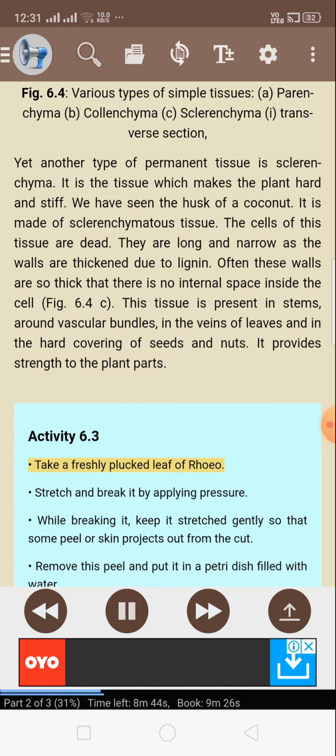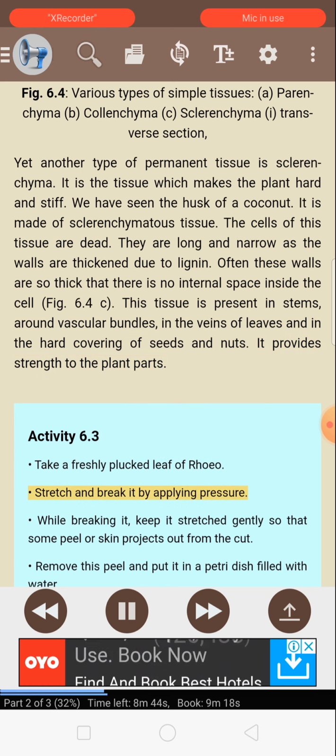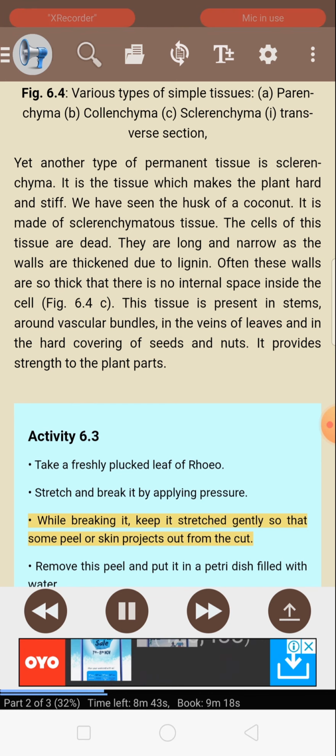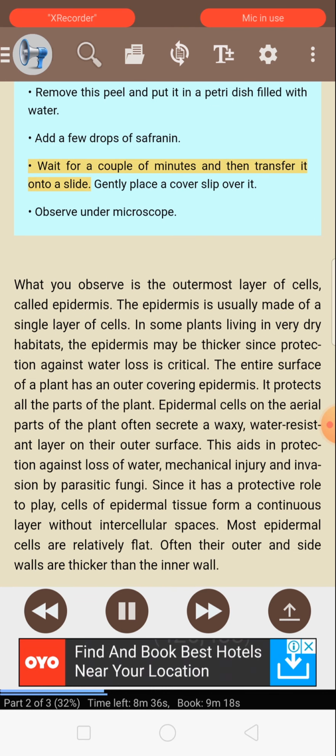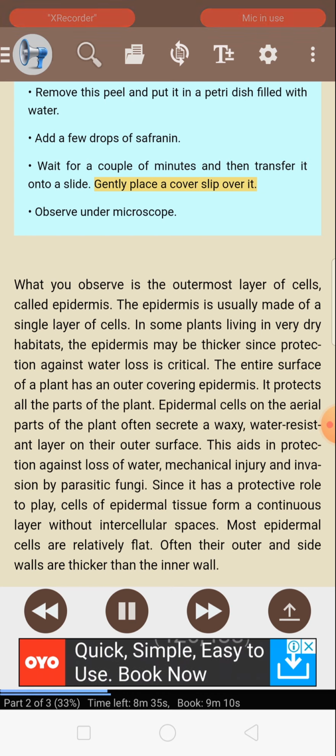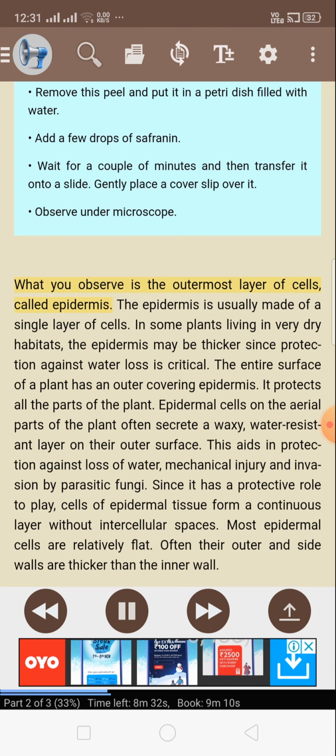Activity 6.3. Take a freshly plucked leaf of Rhoeo. Stretch and break it by applying pressure. While breaking it, keep it stretched gently so that some peel or skin projects out from the cut. Remove this peel and put it in a petri dish filled with water. Add a few drops of safranin. Wait for a couple of minutes and then transfer it onto a slide. Gently place a cover slip over it. Observe under a microscope. What you observe is the outermost layer of cells called epidermis.